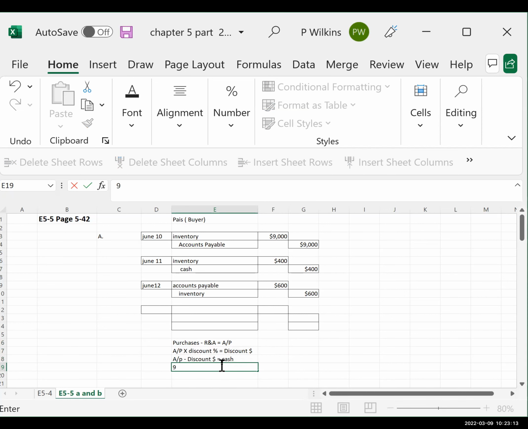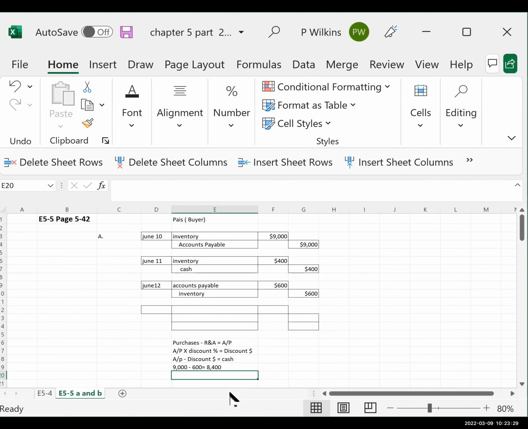Our purchases are $9,000 minus any returns or allowances. Well, we had a return of $600. So $9,000 minus $600 tells us that our accounts payable number is going to be $8,400. That's how much we have to pay. But we get to pay less because we get to take a discount because we're paying early.